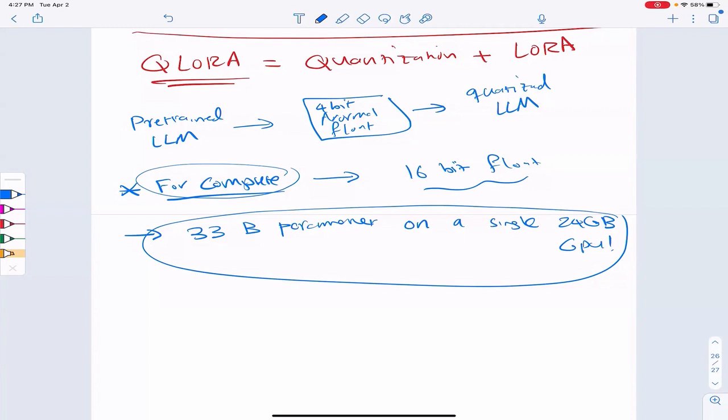And there have been a lot of empirical works showing that the quality of the model is pretty good. So it is on par with a model originally stored and computed using 16 bits of floats. Okay, so that is all that I have with respect to LoRA, quantization, and QLoRA. So let me pause and see if there are any questions.